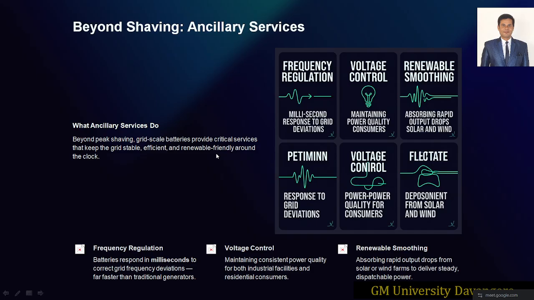See, beyond this, what are the other things you can do beyond peak shaving, right? What are the possibilities you can do? What are the services you have to provide?